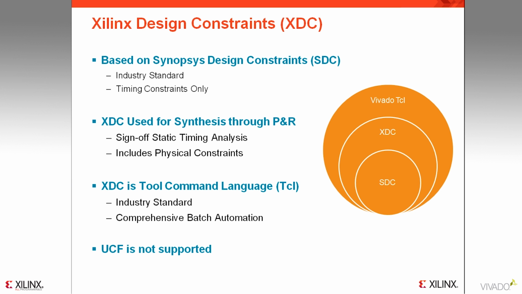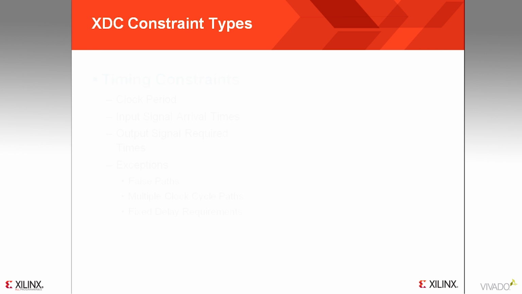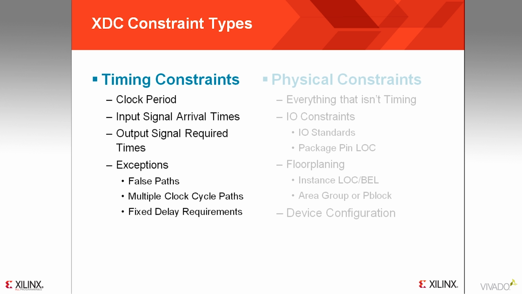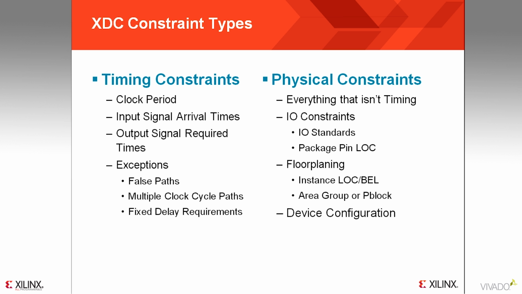There are two basic types of constraints, timing and physical. Timing constraints are based on SDC and include clocking, input, and output constraints, and exceptions which override the basic constraints. Physical constraints are everything that isn't part of the SDC spec. I/O constraints and floor planning constraints are the most common examples.